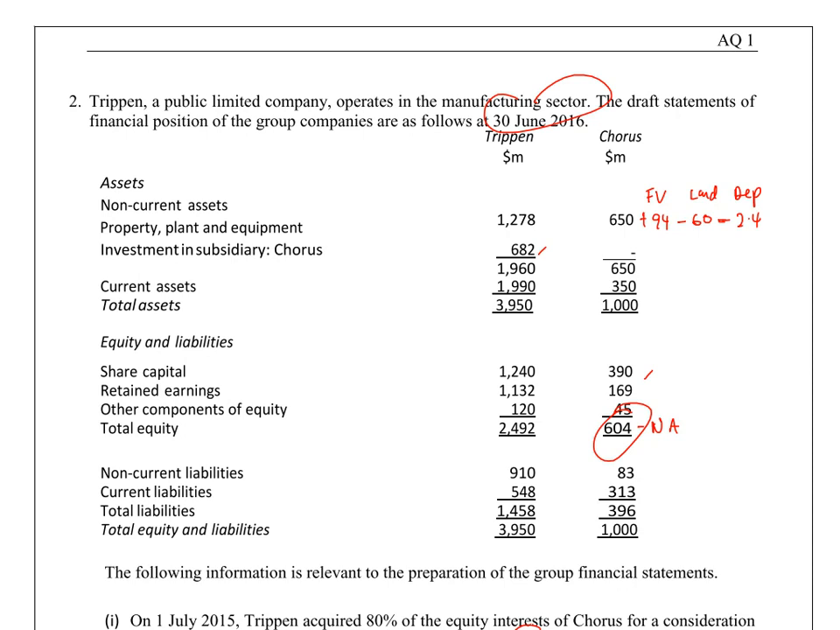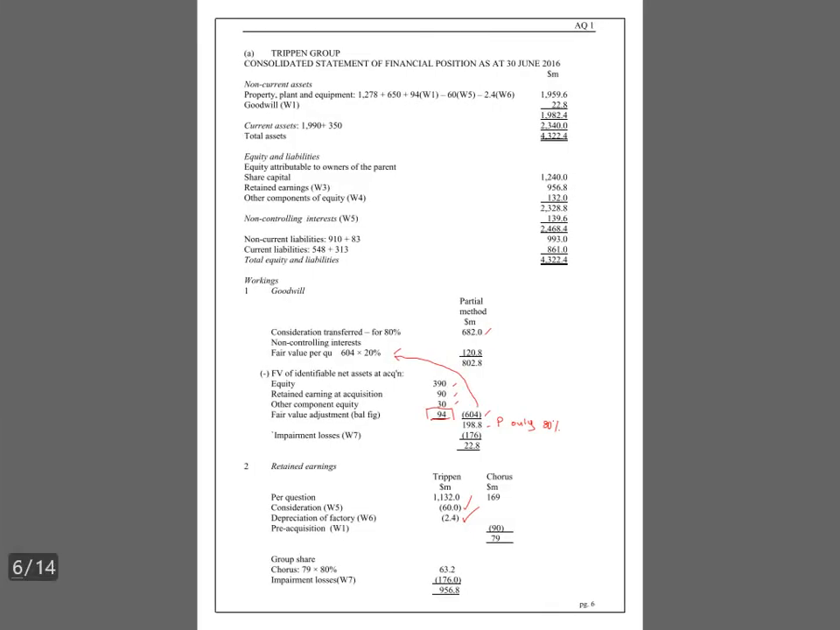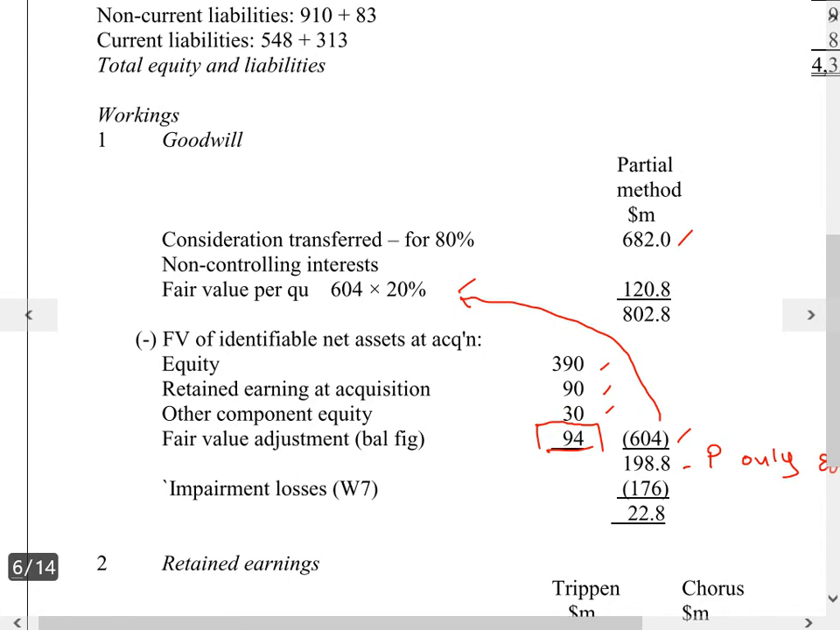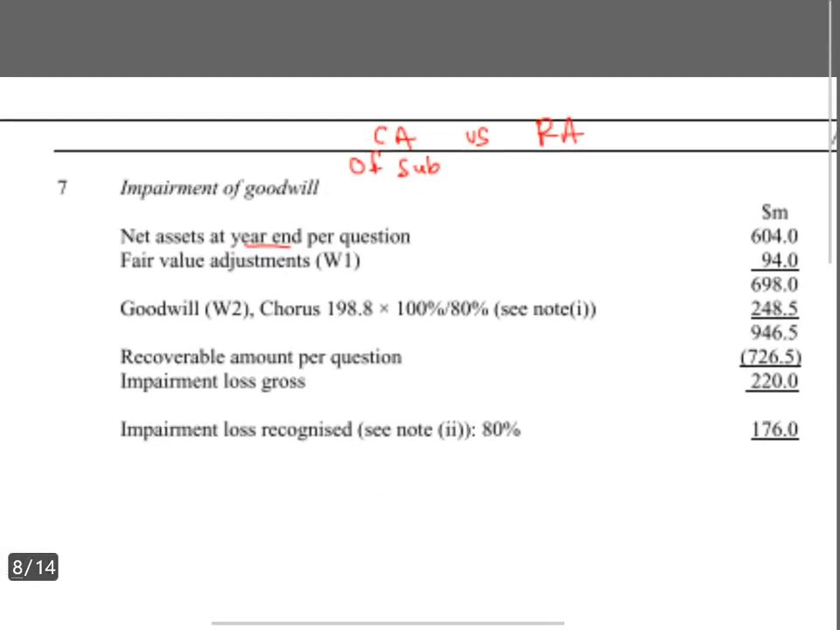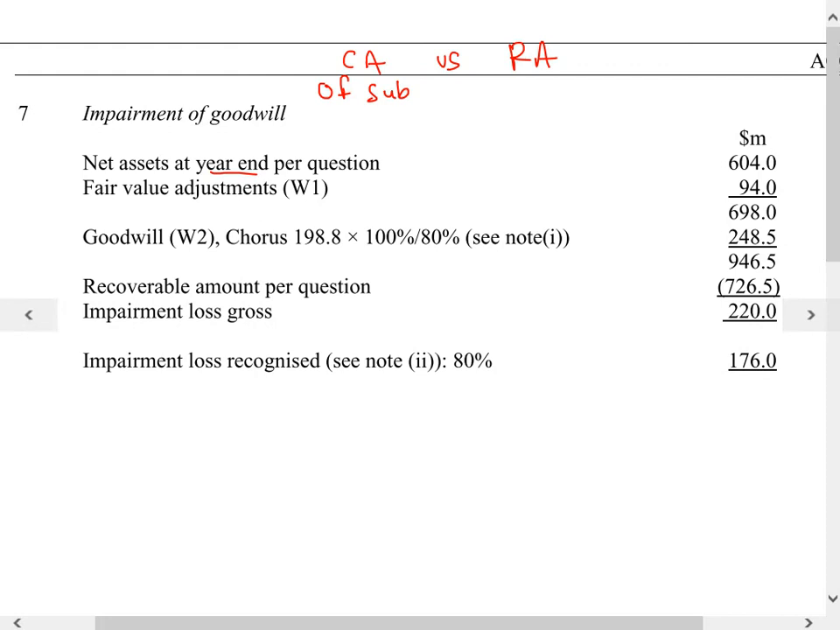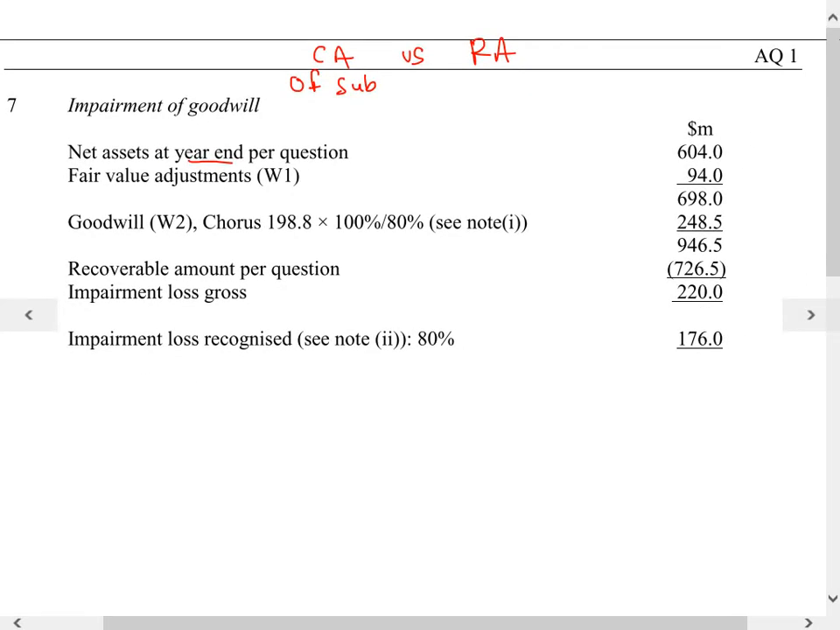Plus 94, plus goodwill. And the goodwill is only the parent's portion, which is only our 80% portion. So we have to convert to 100%. The whole of the subsidiary's assets we know is 100%. Fair value adjustment 100%. And the goodwill, only the parent's portion, 198. If 198.8 is 80%.